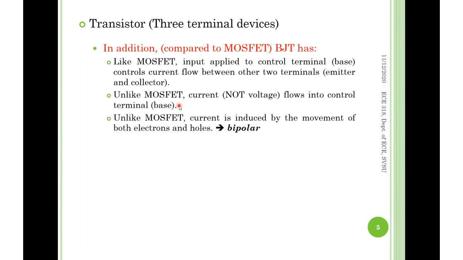And it's not the same as the MOSFET. The BJT's current flows into the control terminal, base, because in a MOSFET there is no current in the gate. The gate current is 0, an open circuit. Also, unlike the MOSFET, the BJT's current is induced by the movement of both electrons and holes. Therefore, it is called bipolar. Remember the full name of the BJT? Bipolar junction transistor, right? The bipolar.